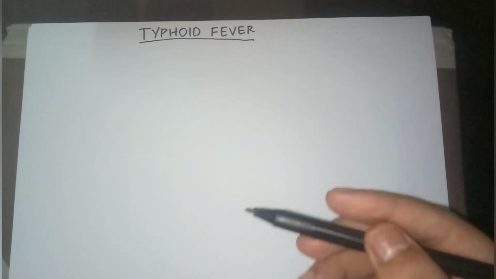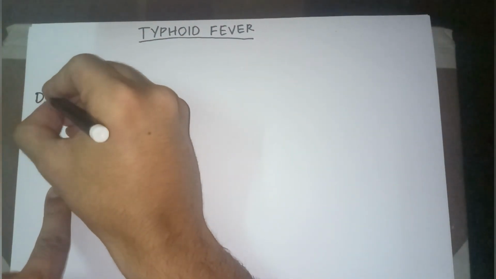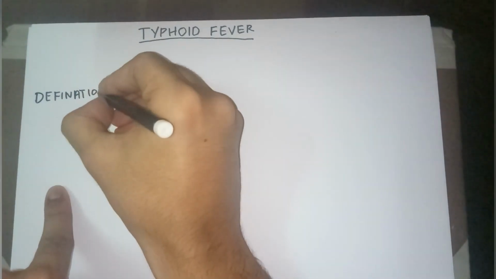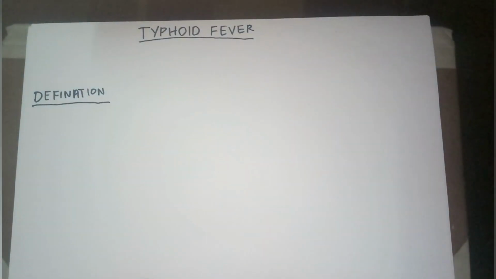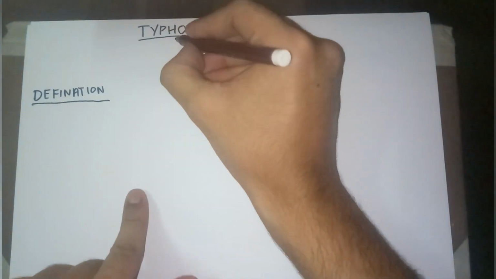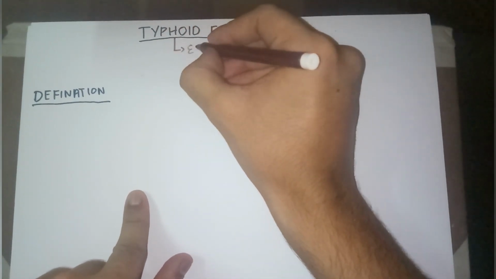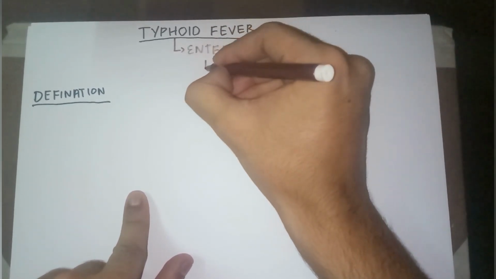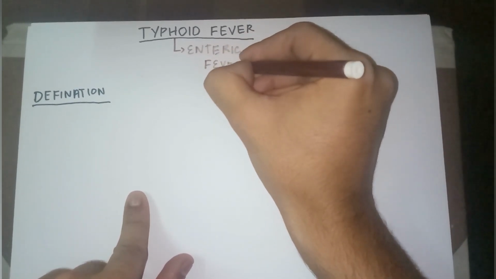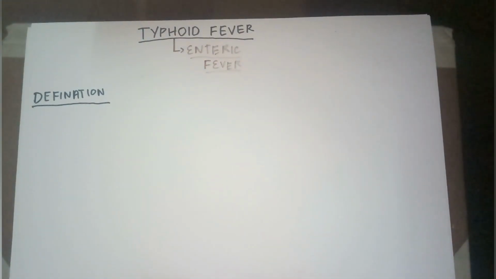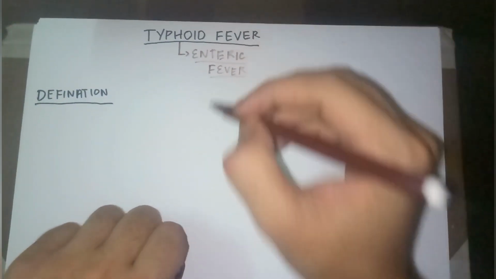So guys, first we will discuss its definition, okay? What is its correct definition. So guys, before knowing about its definition, we must know one little thing about typhoid fever, which is very important: that typhoid fever is an enteric fever, okay? This thing is very important to know, that what is an enteric fever.